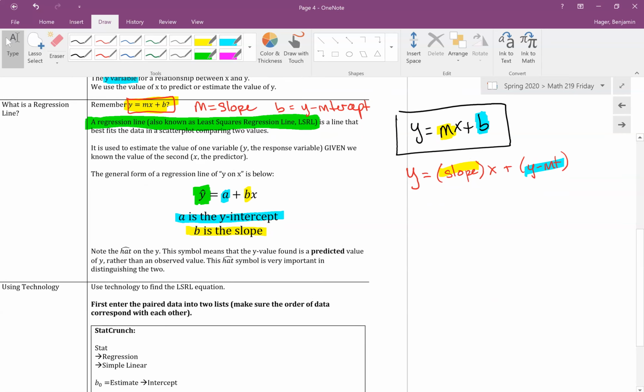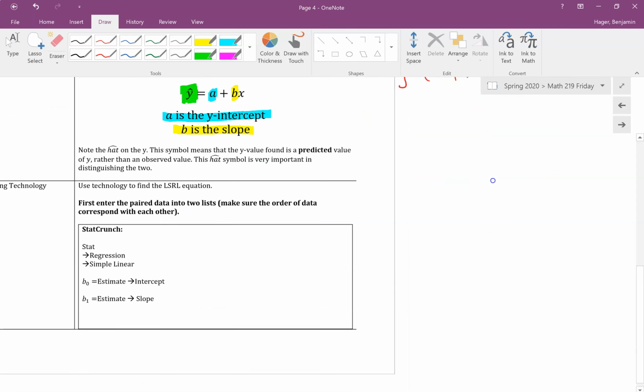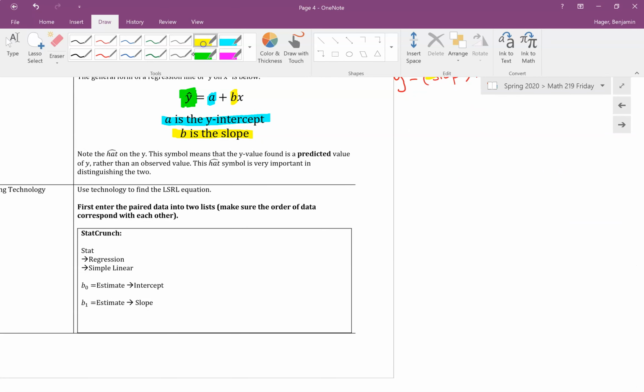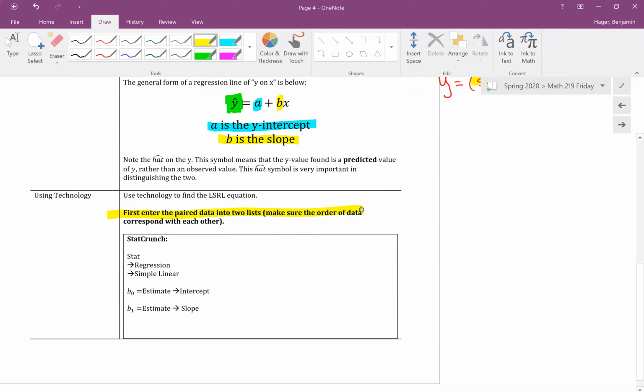Okay, so it's really easy to do with technology, and there's free programs out on the internet that will do it. StatCrunch will do it. Your graphing calculators will do it. Depending on the problem and the program you're using, it may look a little different on how you do it. For all of them, though, what you're going to need to do is first enter the data. Enter the data pairs into your calculator or StatCrunch or whatever, and make sure that the order of your data corresponds with one another. So you don't want to scramble up the x and the y values, okay?